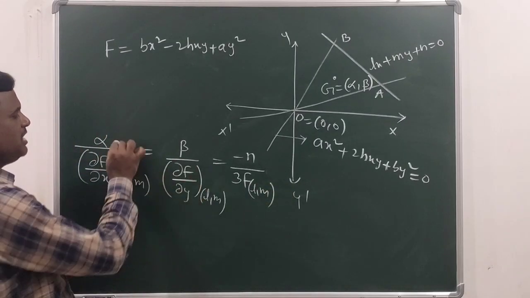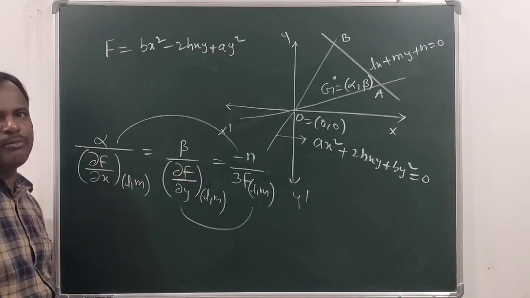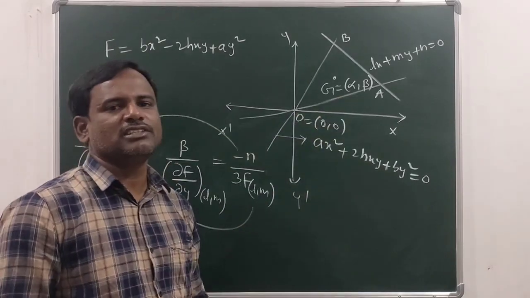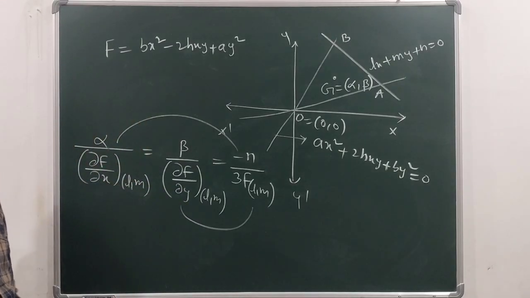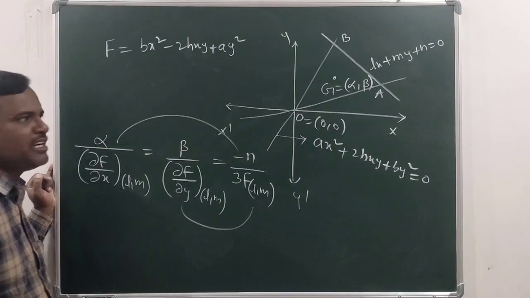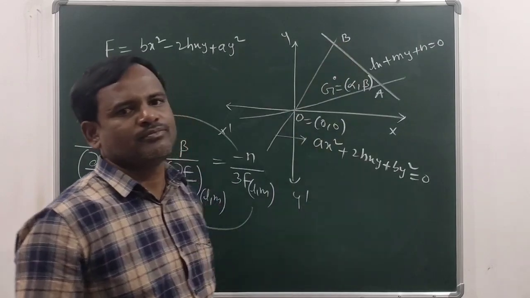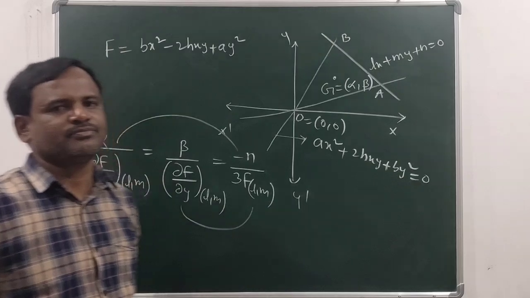Now after applying this, equate these two so that you will get alpha. Equate these two so that you will get beta. Alpha comma beta is the centroid of the triangle. This is the shortcut. Okay, students, I hope you have understood how to find the centroid of this triangle OAB, which is formed by this pair and this line.